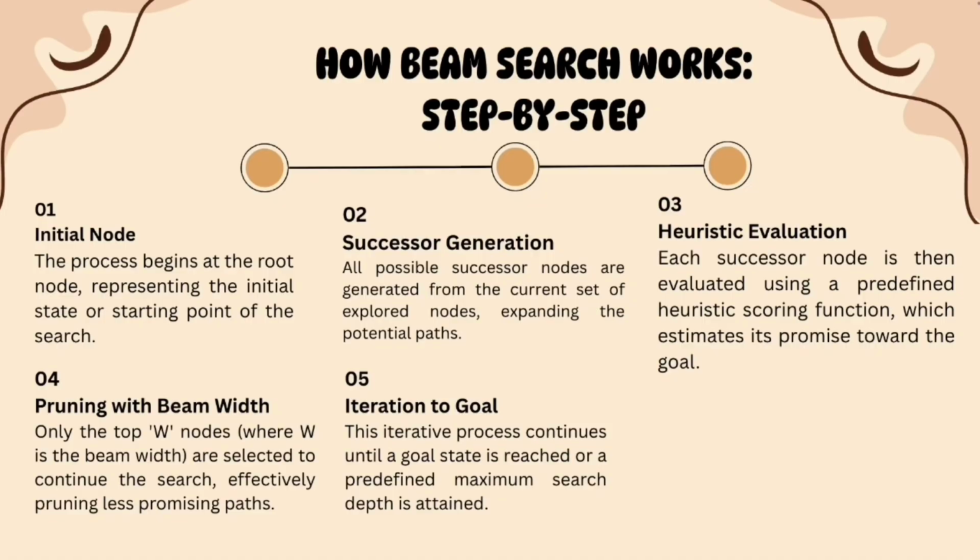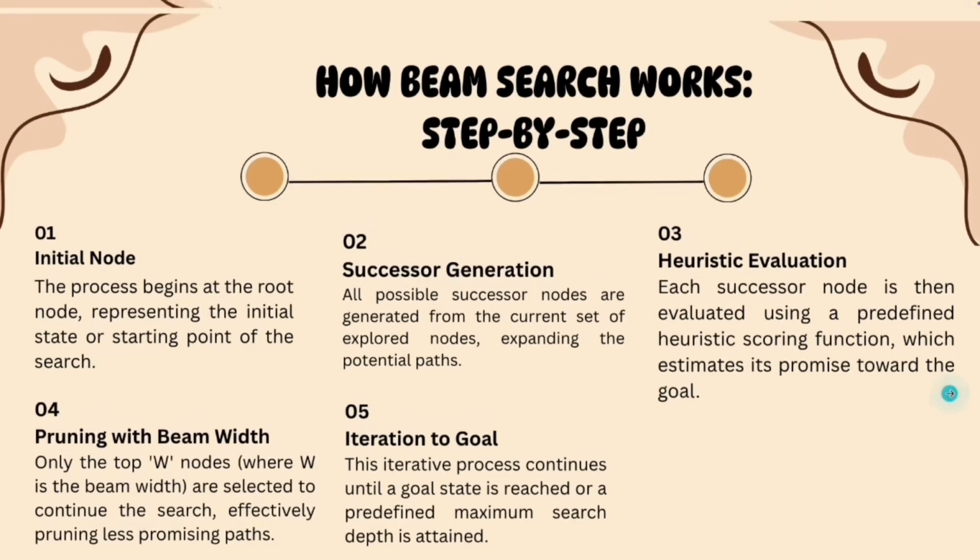We'll go to the next, that is step 5. In step 5, we have to repeat the process until we reach the goal. That's the entire logic of beam search: move ahead with only the best options. This is how beam search works.